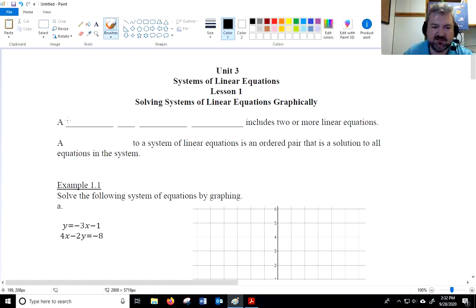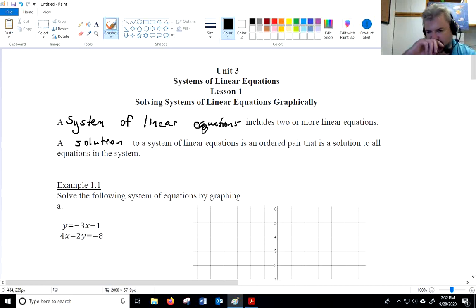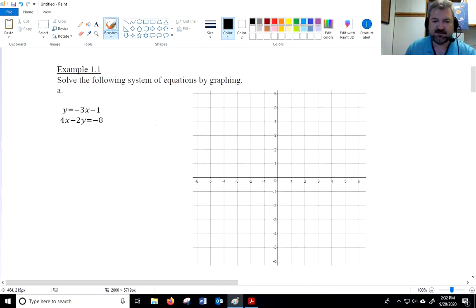Let's fill them together. A system of linear equations includes two or more linear equations. A solution to a system of linear equations is an ordered pair that is a solution to all the equations in the system. Let's take a look at this first system of equations.